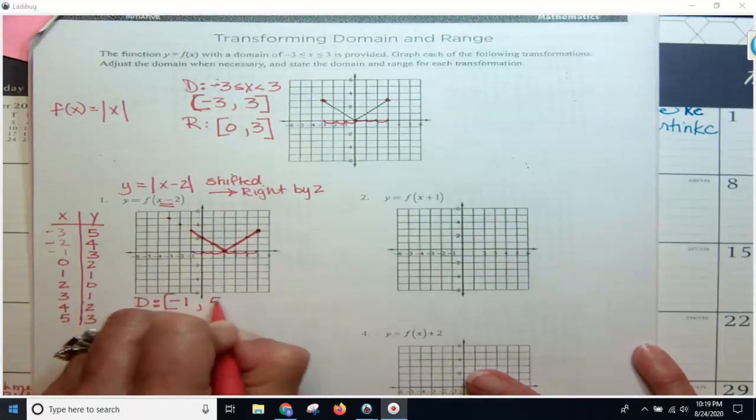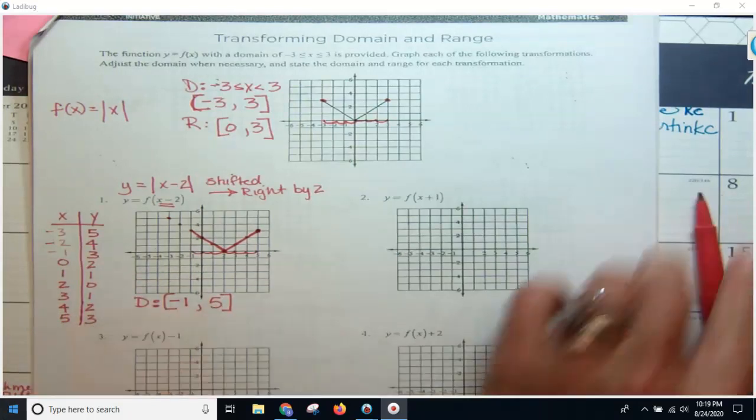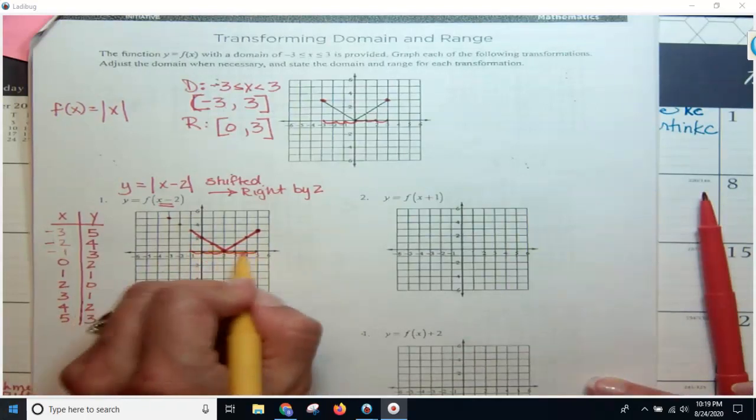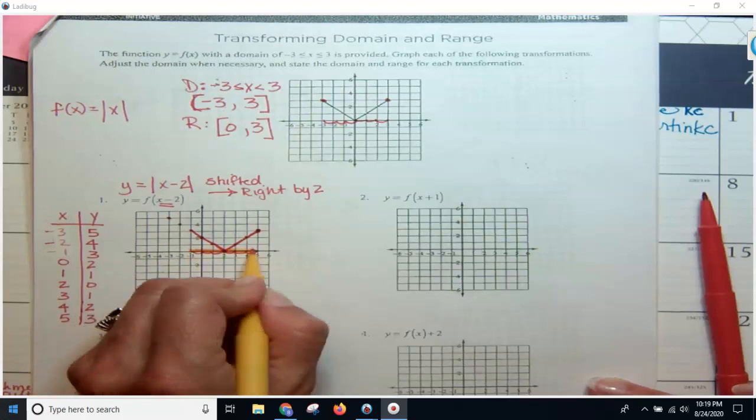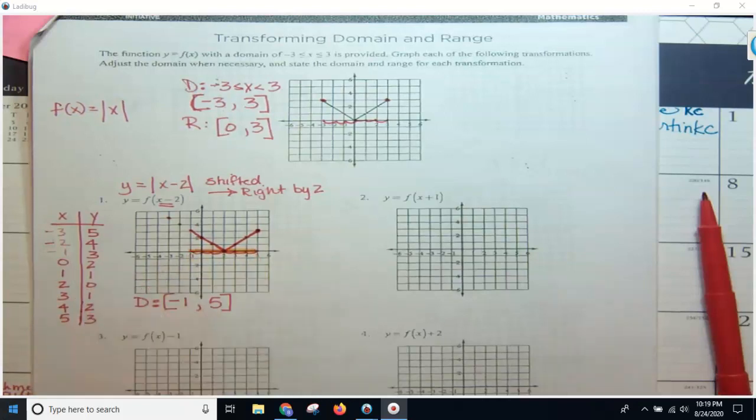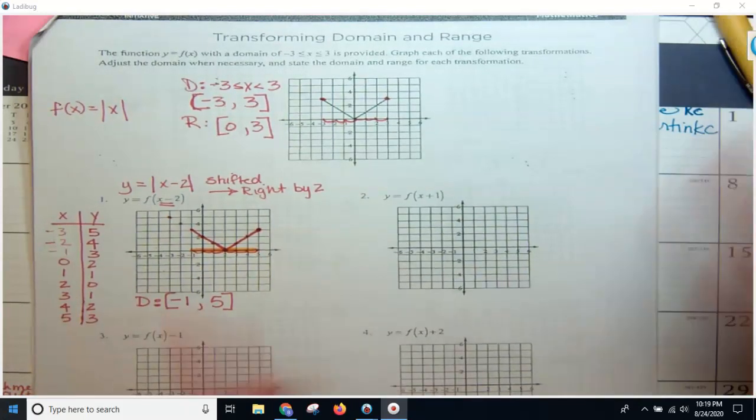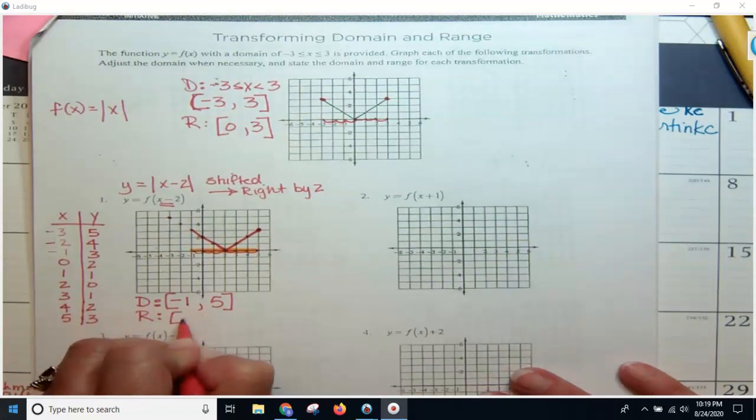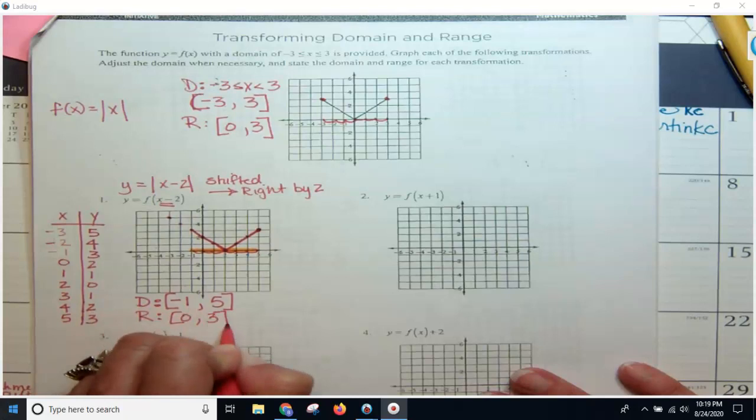Now, my domain has also shifted from -3 to 3 to -1 to 5. Do you guys see that? So my domain is right here, and it goes from -1 to 5. My range has stayed the same, from 0 to 3.